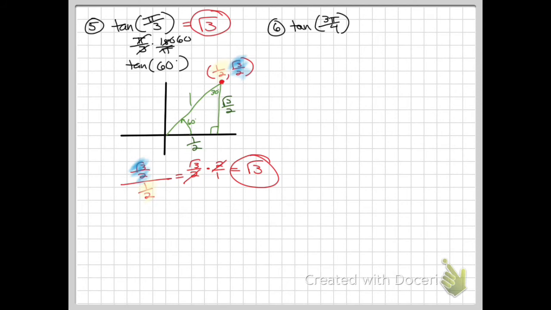3 pi over 4, convert it to degrees. Pi's cross out, 4 goes into 180 45 times. Maybe you have to do this. 15, carry the 1, 12, 13, 135 degrees. Set up your axes, draw your picture. See if you can find the red point. I'm going to pause it, and I'm going to have the coordinates of the red point when I'm done.